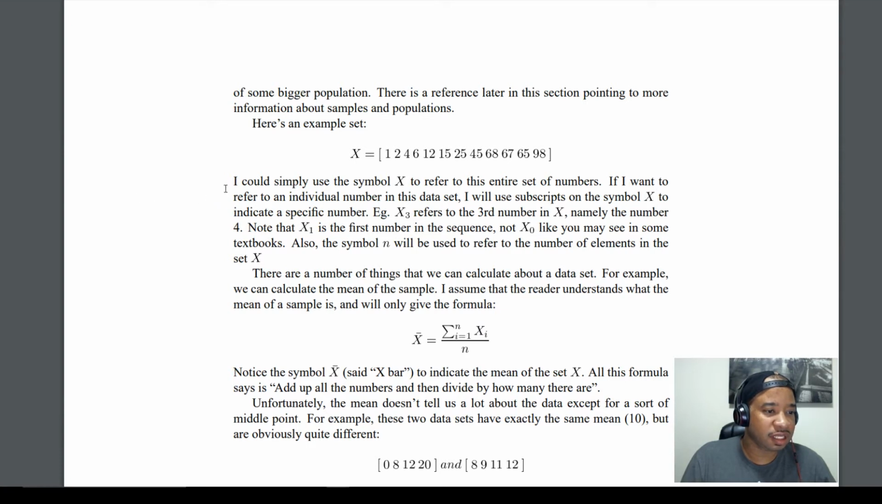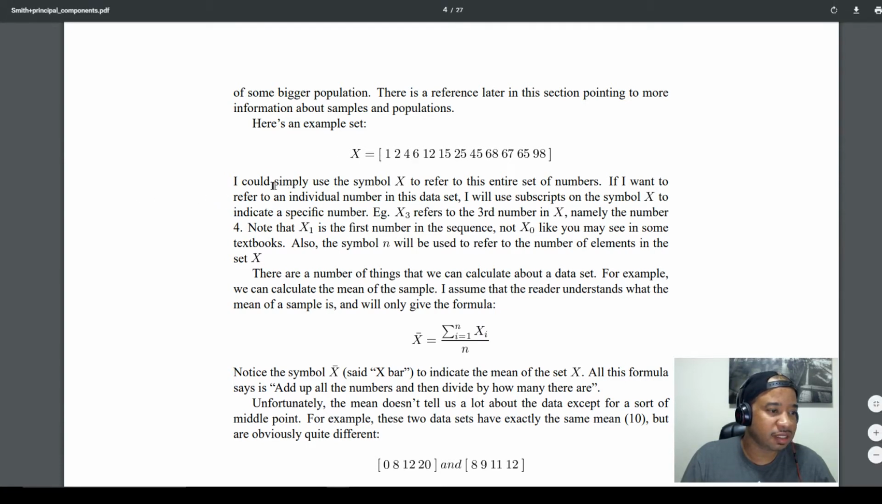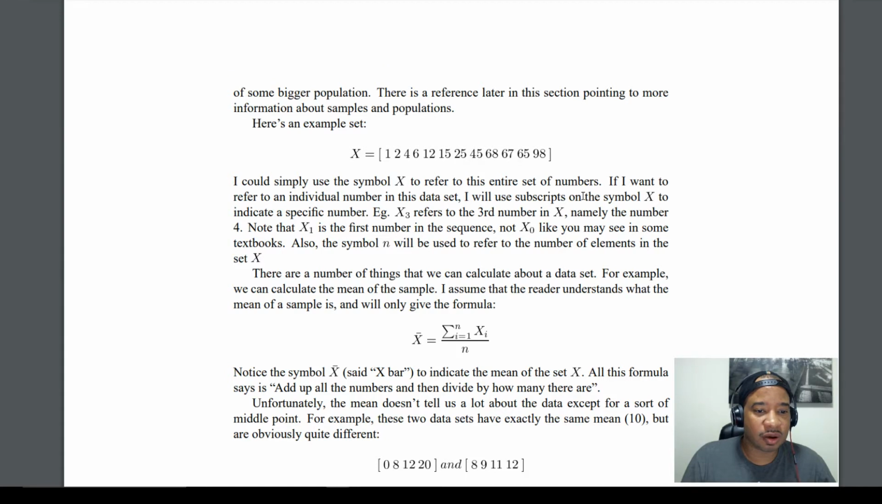So X is this set. It almost looks like an array, almost like a matrix. Anyway, I could simply use the symbol X to refer to this entire set of numbers. If I want to refer to an individual number in the data set, I will use subscripts on the symbol X to indicate a specific number.